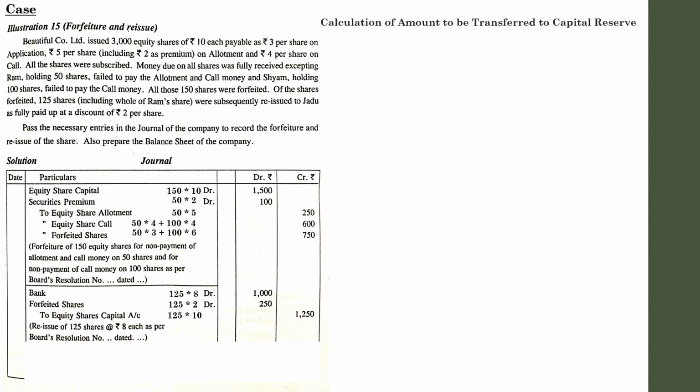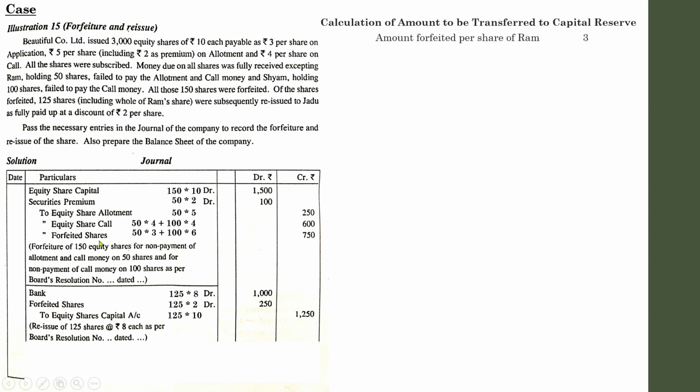So the computation of how much is to be transferred to the capital reserve is very tricky. You have to do the following steps which we are going to discuss now. For the calculation of the amount to be transferred to capital reserve, you have to find it individually for RAM and SHAM. So let us begin with RAM. The amount forfeited per share on RAM.